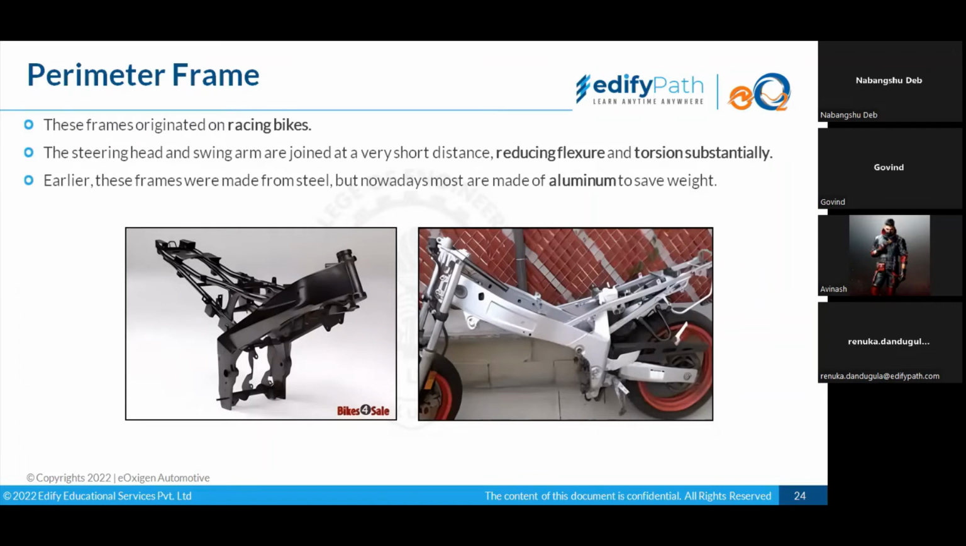Earlier, these frames were made from steel, but nowadays most are made up of aluminum to save weight. So they were made up of steel, but aluminum, as you know, when you compare weight, the weight of the aluminum is much lower than the steel. So to make those bikes less heavy, we are using aluminum.